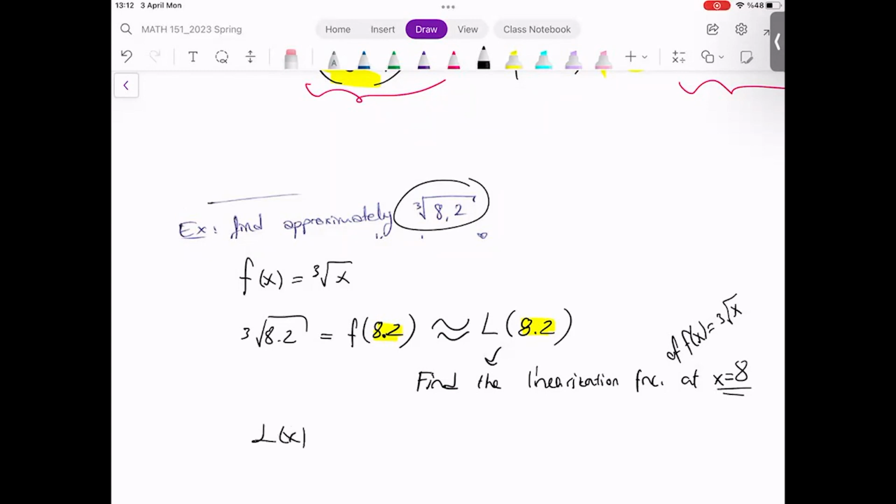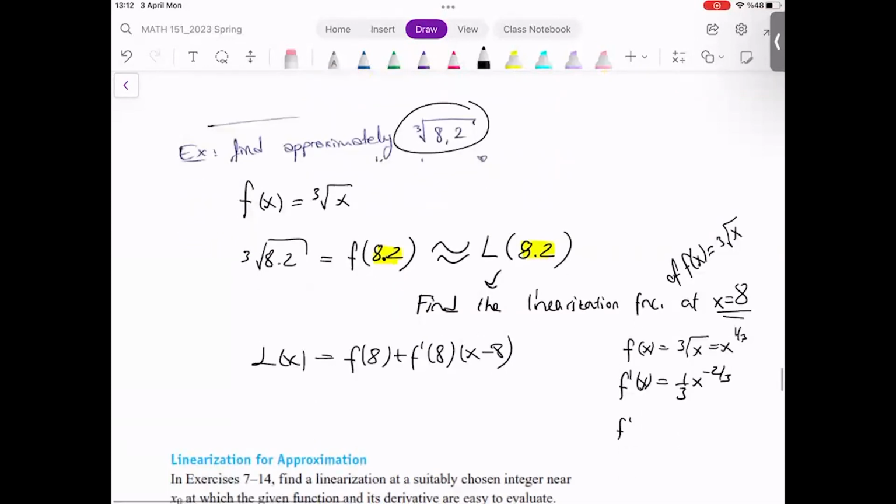So L of x is constructed like f of 8 plus f prime of 8 times x minus 8, right? Okay, what is f prime? f is the cube root of x. f prime is, this is x to the power 1/3. So 1/3 comes down, you subtract 1 from the power. That's why f prime of 8 is 1/3 times 8 to the power minus 2/3. So I think it is 1/12, right?